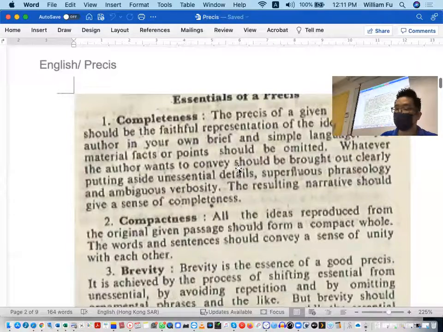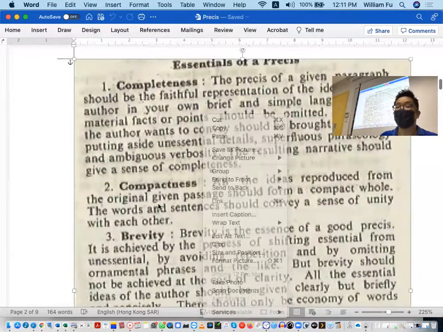Whatever the author wants to convey should be brought out clearly, putting aside unessential details, superfluous phraseology, and ambiguous verbosity. All the extra illustration stuff should not be included. So actually, the examples need not be included. Exclude them unless you think it is really necessary. The resulting narrative should give a sense of completeness. Now, compactness.